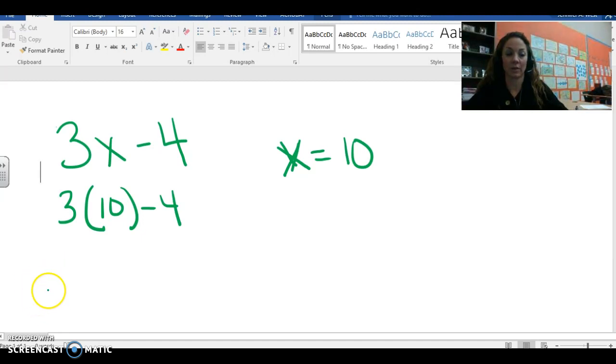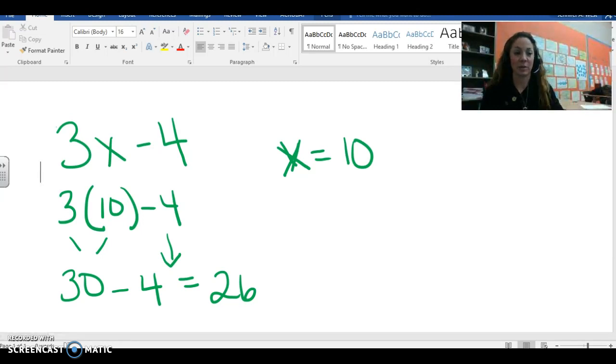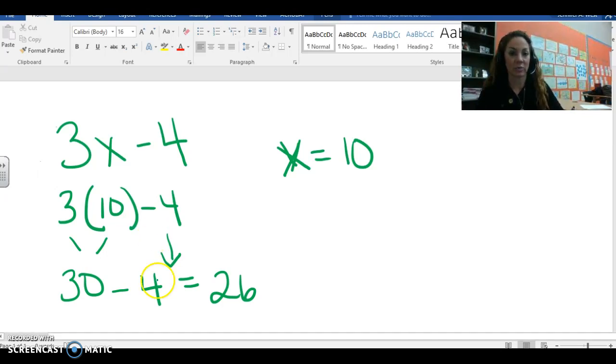Now we have to follow the order of operations, so we'll start by multiplying 3 times 10, which gets you 30. Bring down your 4. So now you have 30 minus 4, which equals 26. In those few short steps, you just did everything those fancy mathematical sentences told you to do, and you didn't really even realize it. So I told you it wasn't as bad as it sounds.